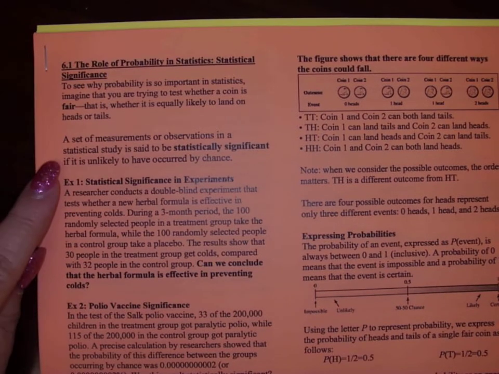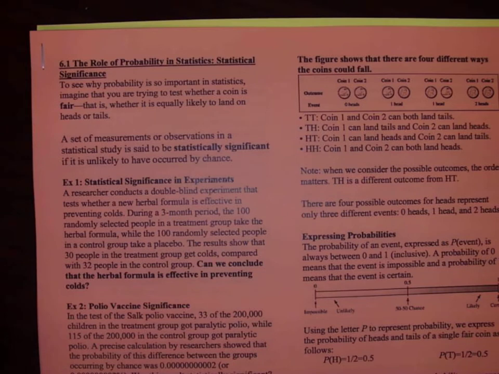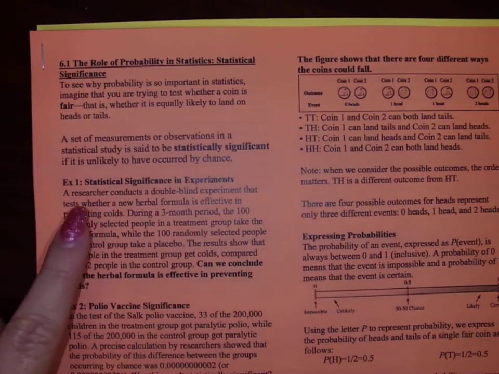A set of measurements or observations in a statistical study is said to be statistically significant if it is unlikely to have occurred by chance. That means it occurred because of a particular thing and not just by chance.